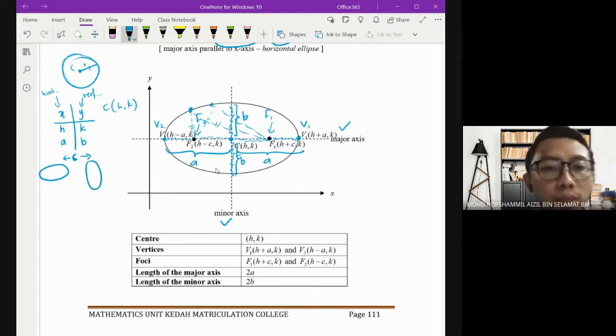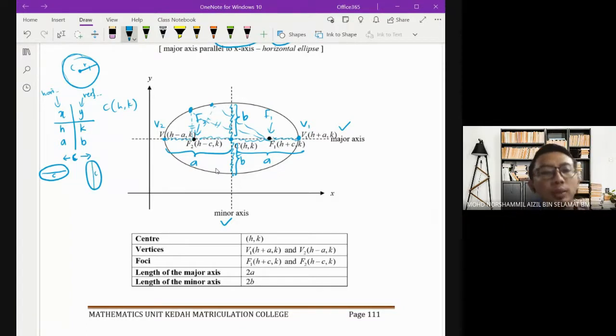Kita ada 2 jenis. So for a sleeping ellipse, just like the one in the diagram shown, we are using C as horizontal. Kalau sleeping ellipse kita akan pakai C horizontal. Kalau standing ellipse yang panjang dia, jadi C kita akan pakai vertical.